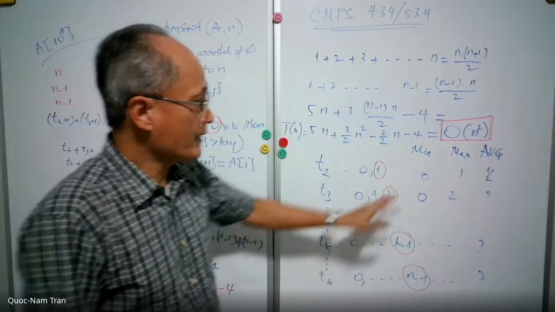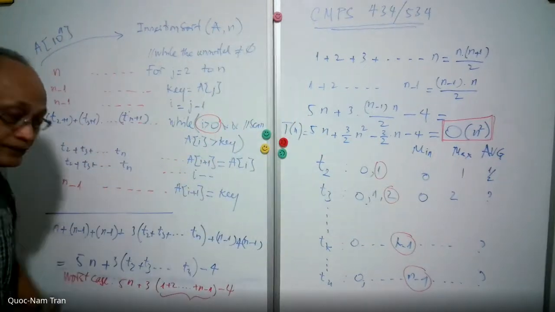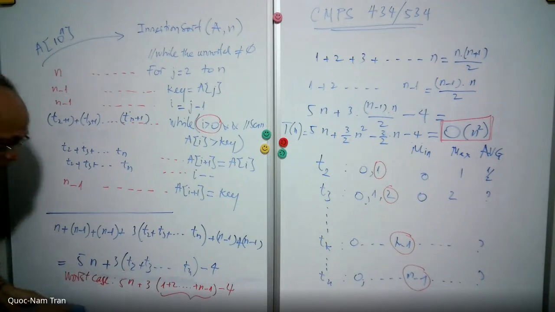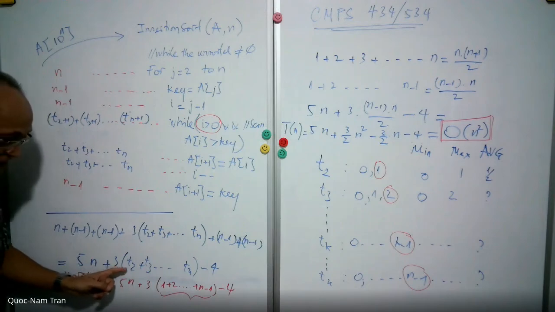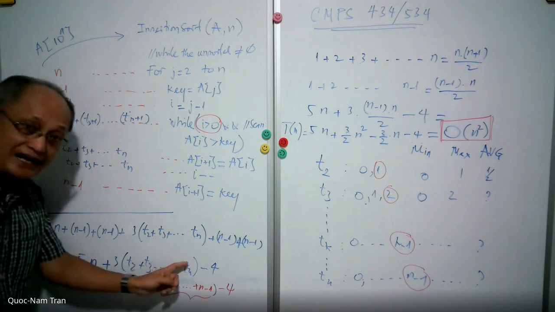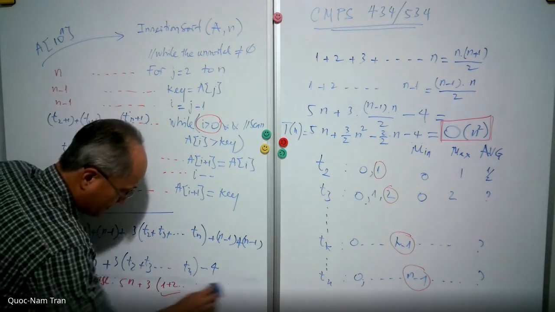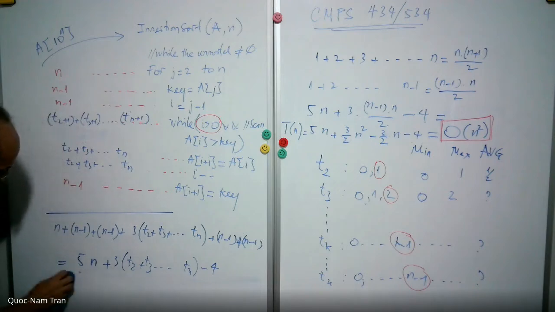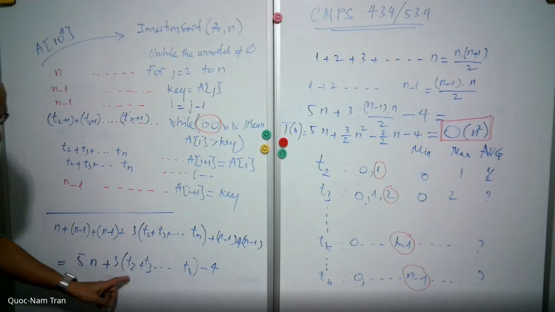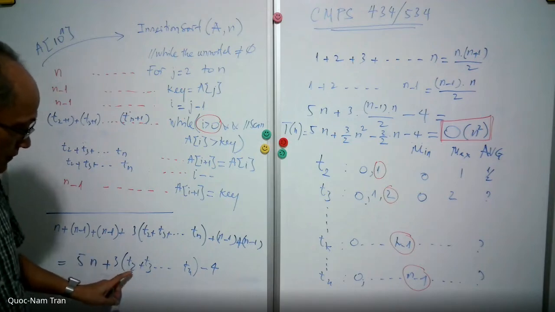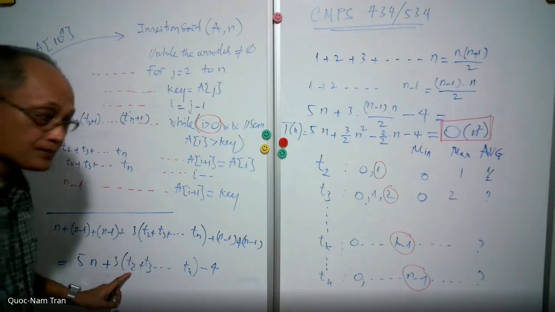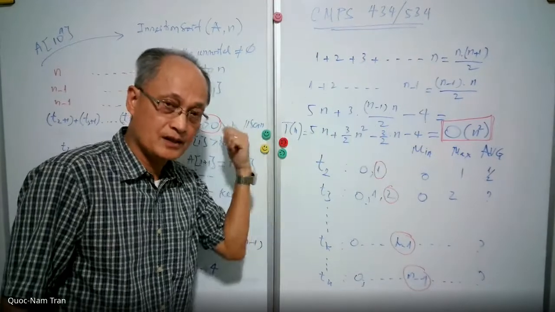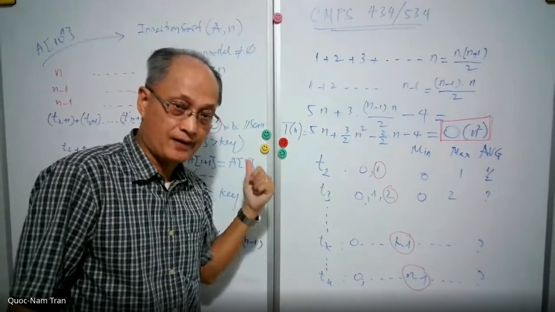Okay, now how can we get the average case for this algorithm? Going back to this, what is the average case? We just have to know the average case of T2, T3 to Tn, right? Okay, so let me remove this one for the average case. What is the average number of steps that we need in order to insert A2, insert A3, insert A4, etc.?